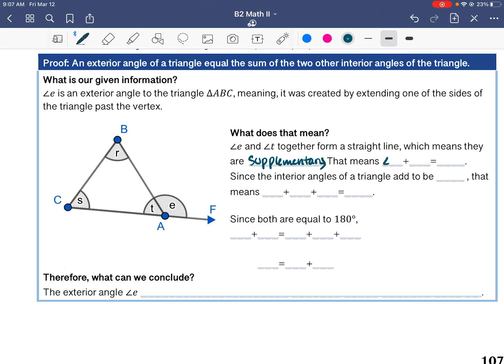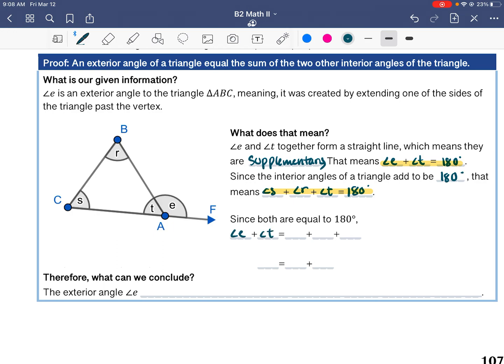Supplementary. To write small for that. That means that angle E and angle T added together have to be 180 degrees. We know that. Then since the interior angles of the triangle add to be 180 degrees, that means that angle S plus angle R plus angle T, those are the inside angles of the triangle, also add to be 180 degrees. Since both are equal to 180 degrees, this mathematical sentence and this mathematical sentence are the same, right? Angle E plus angle T is the same as angle S plus R plus T.